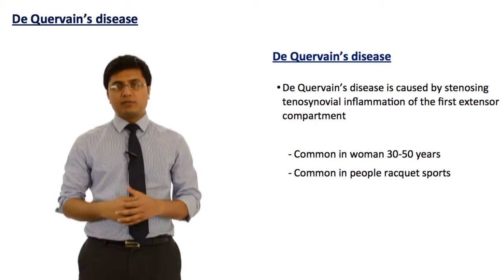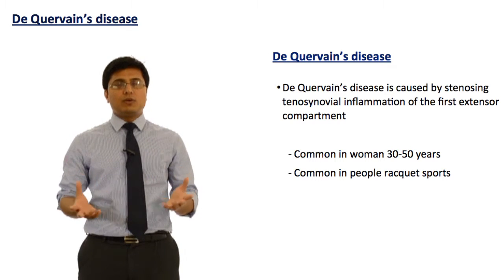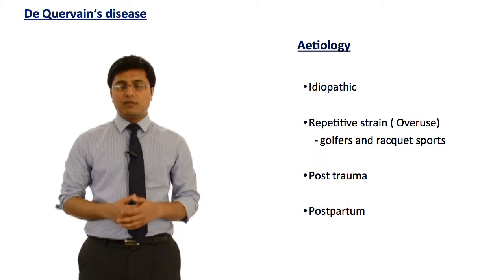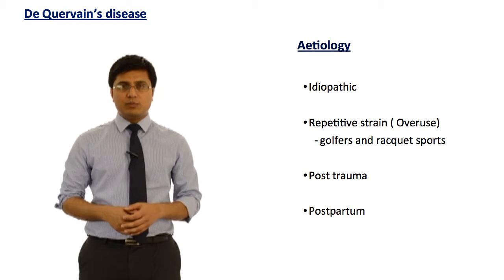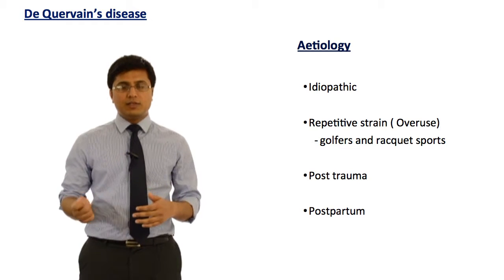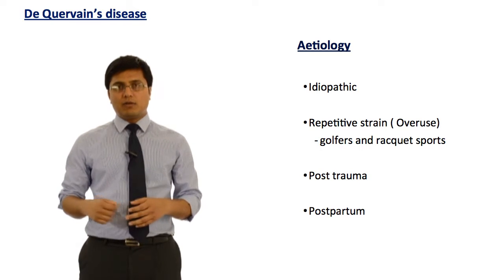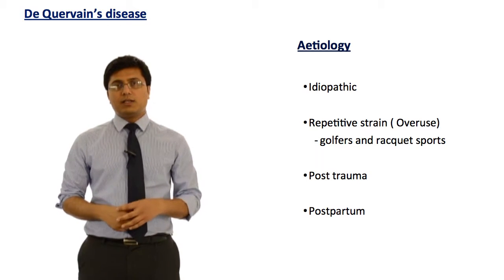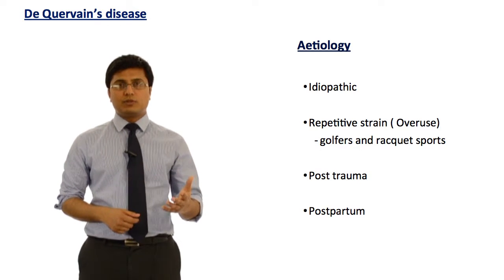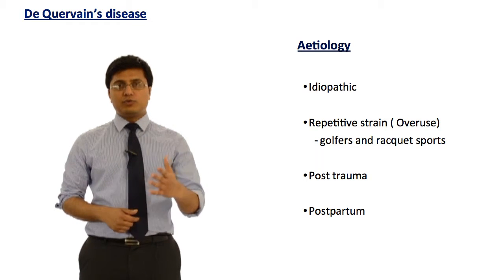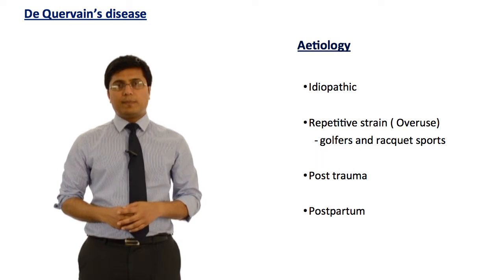who play racket sports. So what is the etiology of developing De Quervain disease? Why do people develop it? In most of the cases, it's idiopathic. In some patients, there may be a history of playing racket sports, for example, it's called overuse syndrome. In some cases, it may be following trauma, or rarely in postpartum female patients.